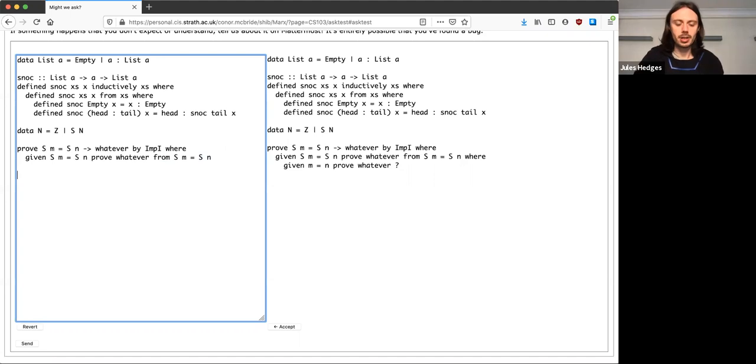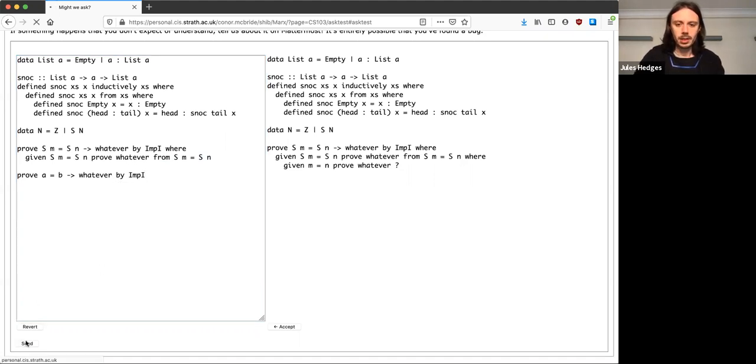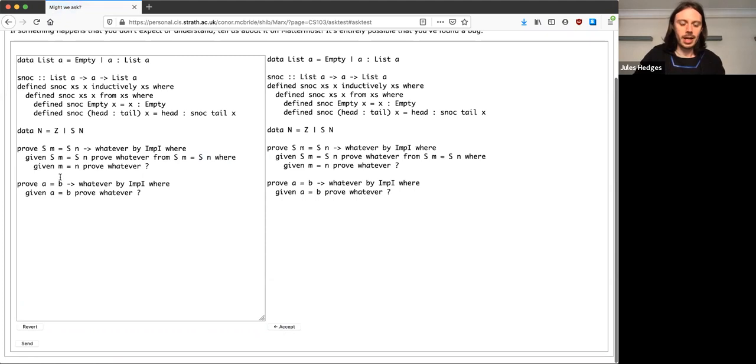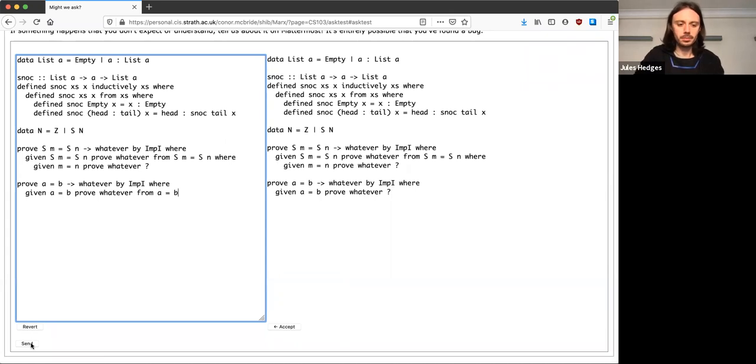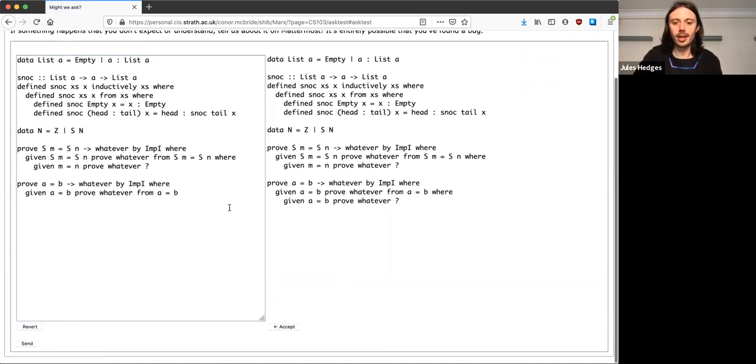So this means that, for example, if I just say prove A equals B implies whatever, so now A and B are things that I don't know anything at all about, I can say from A equals B, and I've learned nothing. Ask just gives me back exactly the same situation. There is not enough information around here for ask to tell me anything that I didn't already know.